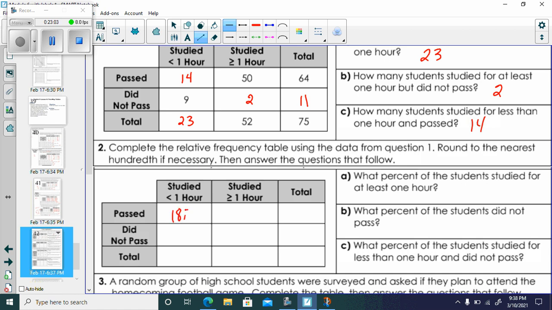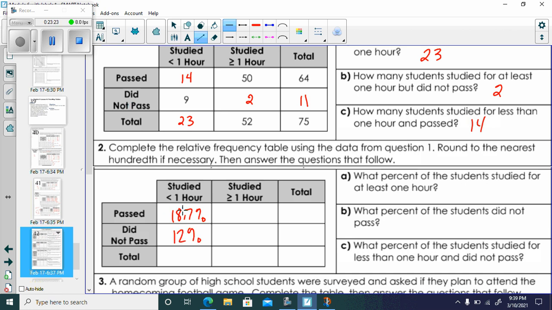18.7%. See, I'm just going to do it in percent this time. You don't have to do it in relative frequencies. I just wanted to show you one like that. Okay, now there's 9 out of 75 that studied less than an hour and did not pass. 9 divided by 75 times 100 gives you 12%.